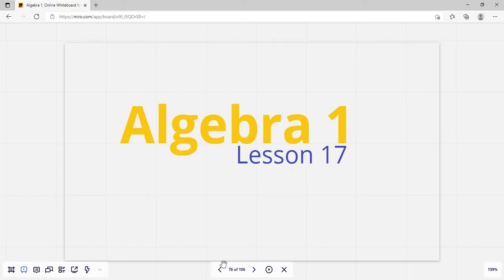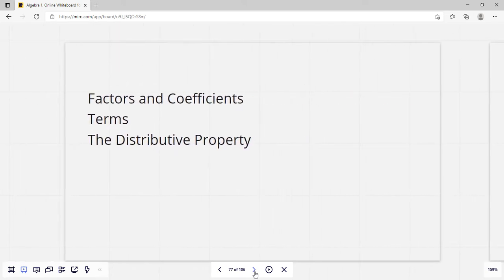Hello, this is Algebra 1, Lesson 17, and this lesson covers factors and coefficients, terms, and the distributive property.